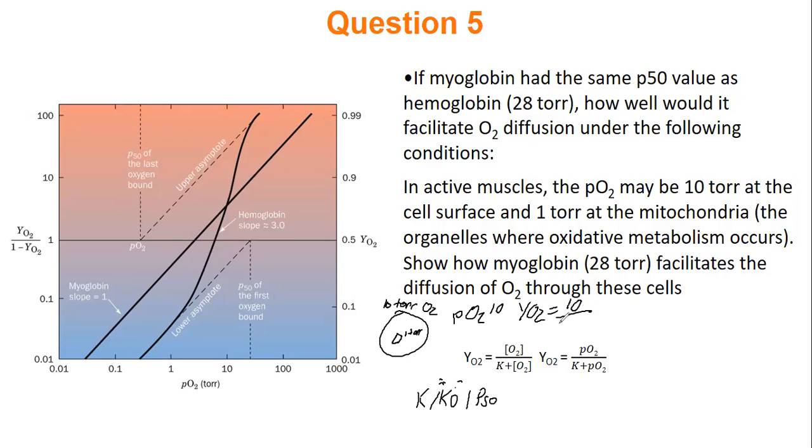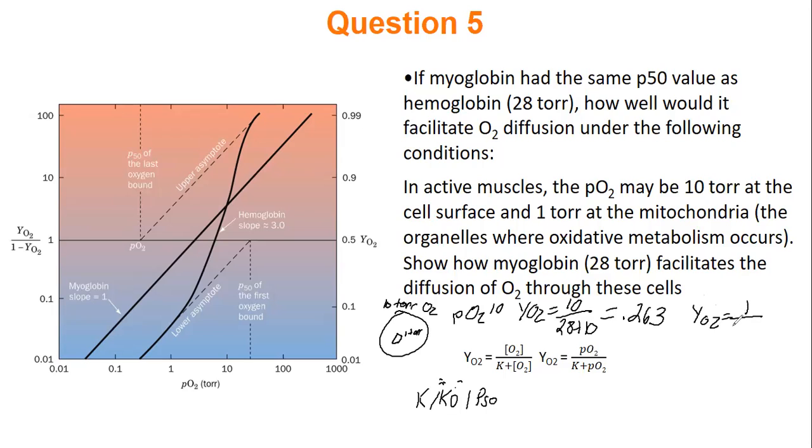So fractional saturation at the cell surface is 10 divided by 28 plus 10, which is 0.263. Remember from our discussion on Wednesday, this means that 26.3% of our mutant myoglobin would pick up oxygen from the cell surface.